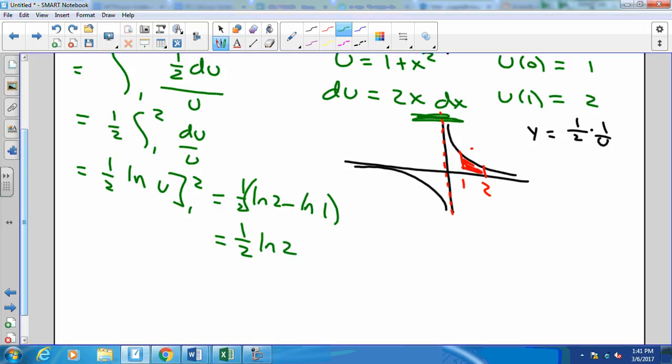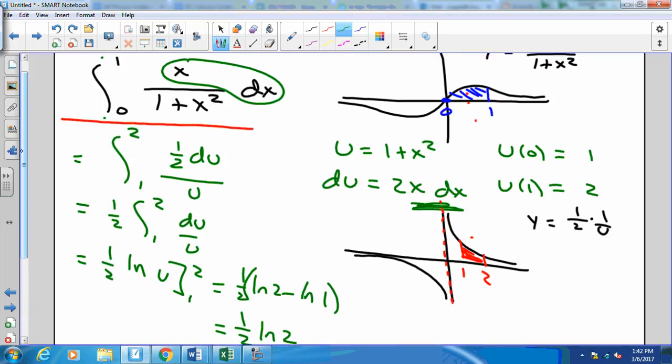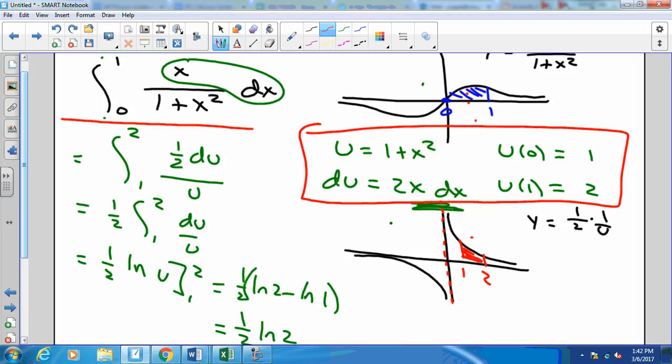How are we doing? Now, in the wild, I don't usually draw these pictures because I have confidence that the substitution process works. So the main things that we're going to focus on when we actually do these are found right here. Find your u, find your du, compute the new limits of integration, substitute, and evaluate. Does that make sense to everybody? Okay, cool.